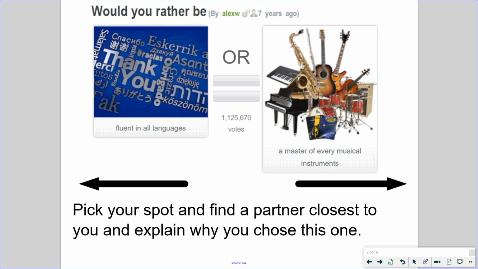So would you rather be fluent in all languages or a master of every musical instrument? I am a traveler, so I want to be fluent in all languages.